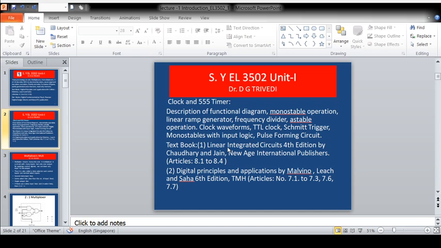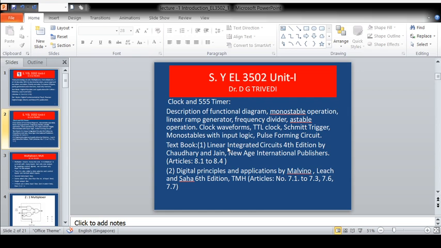Textbooks for this topic are taken from different books. The title of the first book is Linear Integrated Circuits, 4th edition, by Choudhury and Jain, New Age International Publishers. Articles 8.1 to 8.4 are taken. The second book, which is familiar to you, is Digital Principles and Applications by Malvino and Leach. The topics are 7.1 to 7.3, 7.6 and 7.7. These are your syllabus for Unit 1.